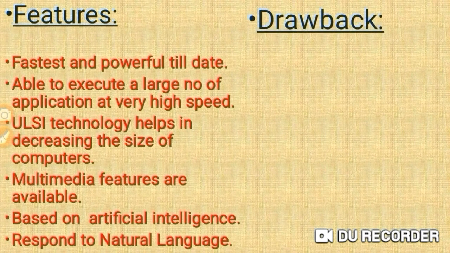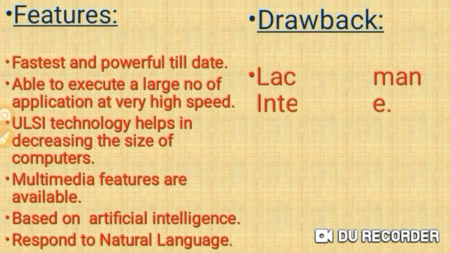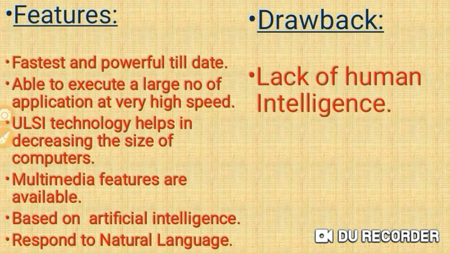Now see the drawback. What is the drawback of fifth generation computers? The only drawback is the lack of human intelligence. These computers work on artificial intelligence. That means whatever programming is done, they will perform actions on the basis of that programming. They cannot think like us.